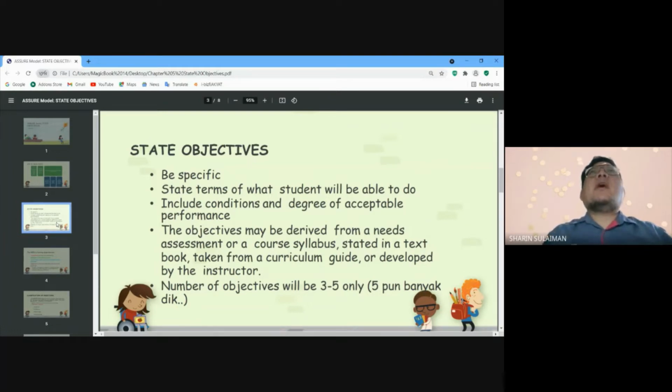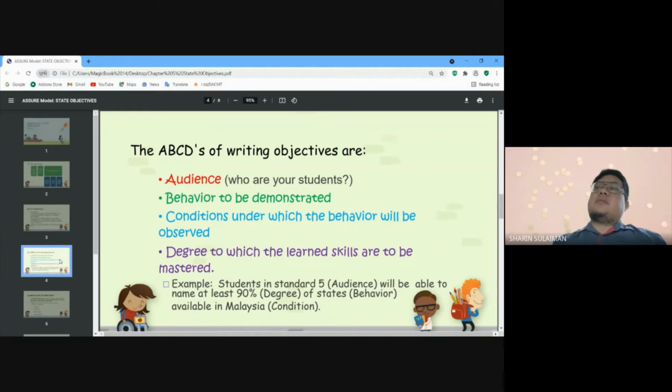Maybe I can create objectives for this chapter today. So chapter 5: at the end of this chapter 5, the student should be able to do what? The number of objectives can be derived, it can be 3, it can be 5. These are the ingredients when writing a well-informed objective for learning.